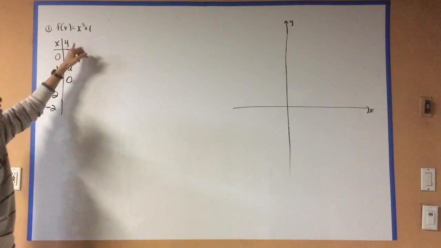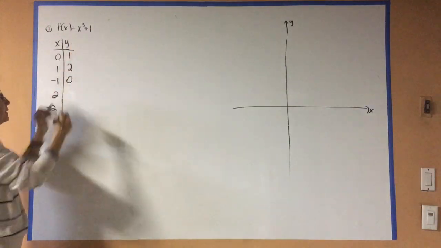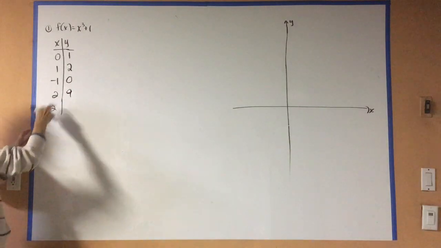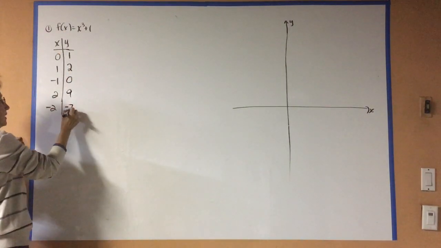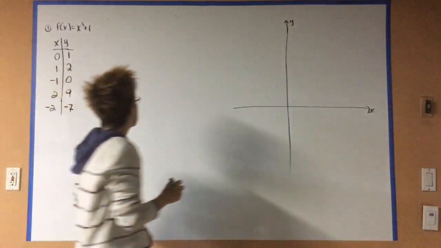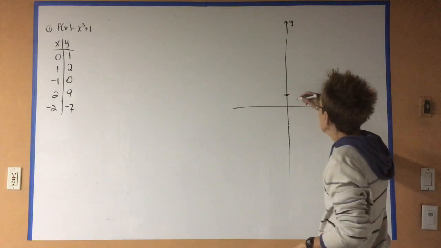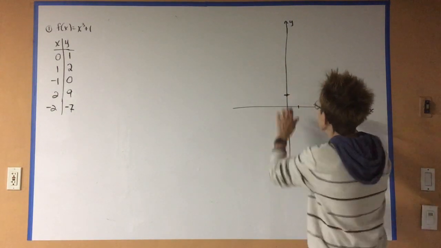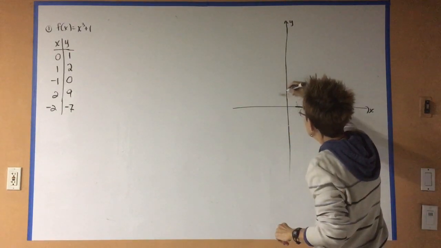So when x was 2, we got y was 8, but now it's going to be 1 up, so it's going to be 9. And when x was negative 2, we got negative 8, but now it's going to move 1 up, so it's going to be negative 7. So I'm going to graph this one. I've got 0, 1 instead of 0, 0, 1, 2 instead of 1, 1. Oh, I've got to get up to 9 here, so let me make sure I can get up to 9.